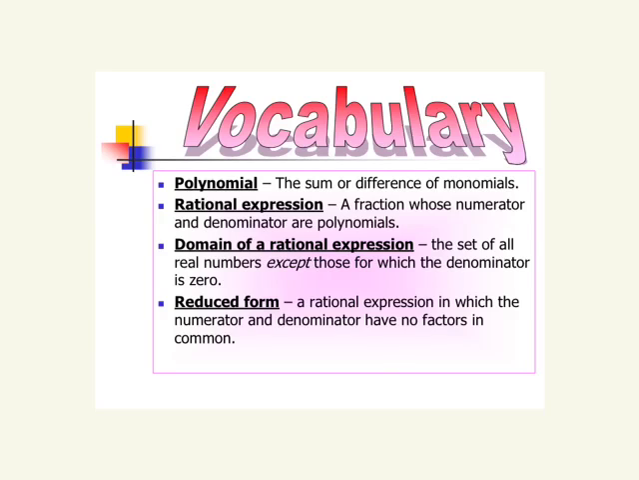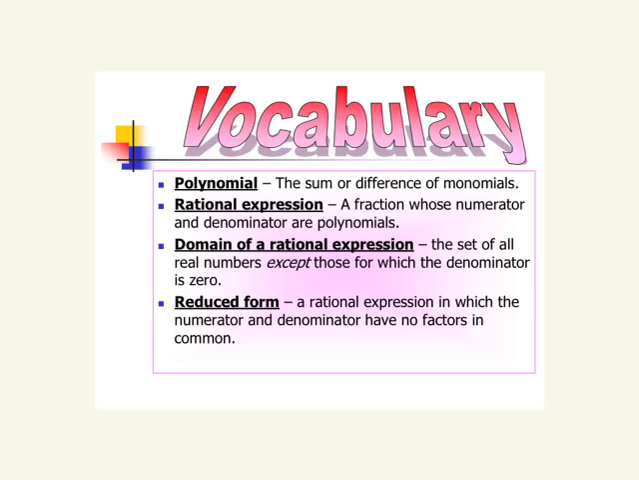First of all, just a few things with vocabulary. Again, reviewing, a polynomial is the sum or difference of monomials. A rational expression, again, is a fraction that must have a polynomial in the numerator and the denominator. We must have a variable in the denominator for it to be a rational expression. The domain of a rational expression are simply the values that we can plug into the expression that would give us an actual number.